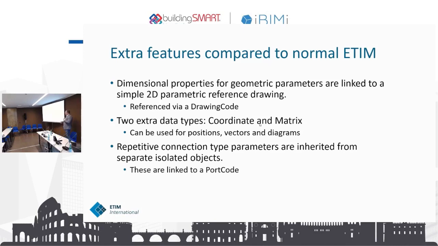We needed some extra features. So we have added the 2D parametric reference drawing. But we also needed 2 extra data types. Sometimes you want to emphasize the position of a connection and also in which direction the connection is facing. And for calculation purposes, for modeling purposes, hydraulic calculations always come with graphs with KV values or pump curves. So you need matrix points.